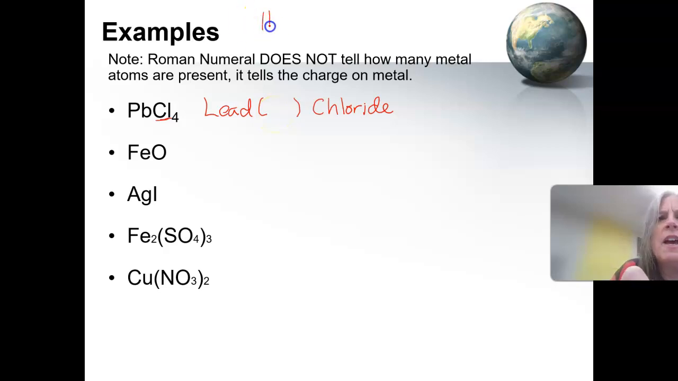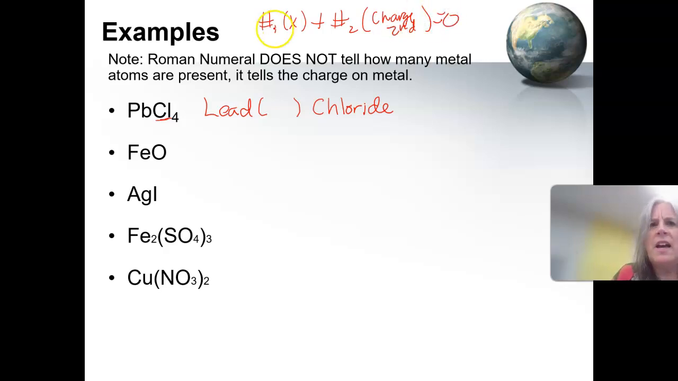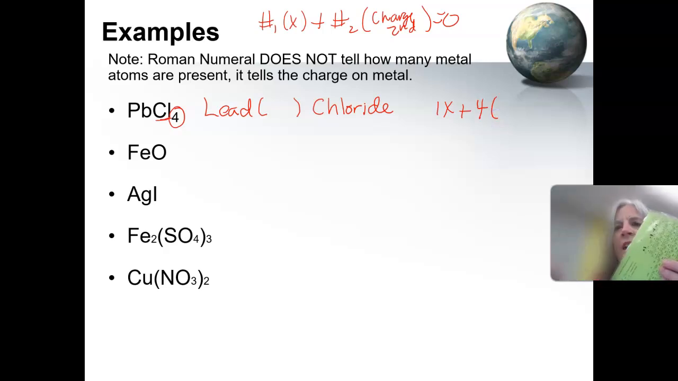So my equation: #1 times x plus #2 times the charge of the second equals 0. #1 is how many we have of the first. If there's no number here, that means it's 1. So this is going to be 1x plus #2, how many we have of the second. That's what that 4 stands for. So that's going to be 4 times the charge of the second from the periodic table. We go find chlorine, and we see that chlorine is -1. We set that equal to 0, and now we just solve for x.